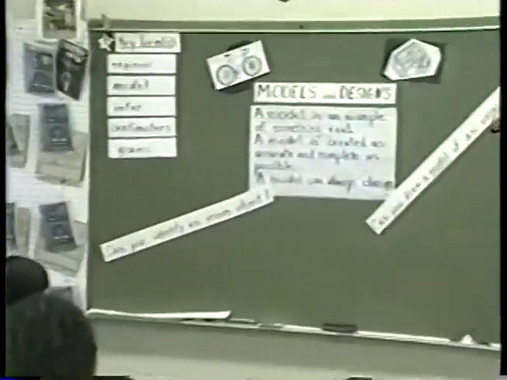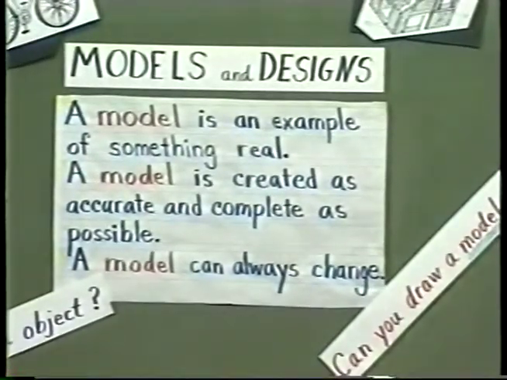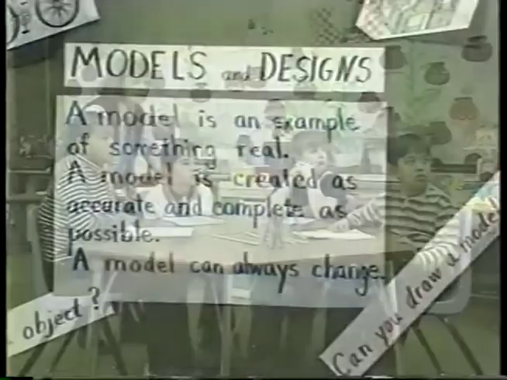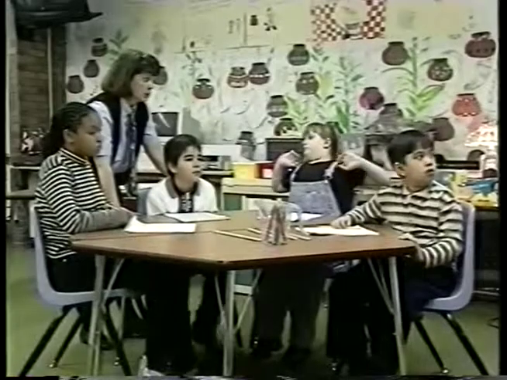Last lab, we talked about the definition of a model, and I thought it would be a good idea if we reviewed it for this lab. So I'm just going to read it to you. A model is an example of something real. A model is created as accurate and complete as possible. And a model can always change. And that's very, very important. I want you to remember that today when you're working on a model, that it can change.